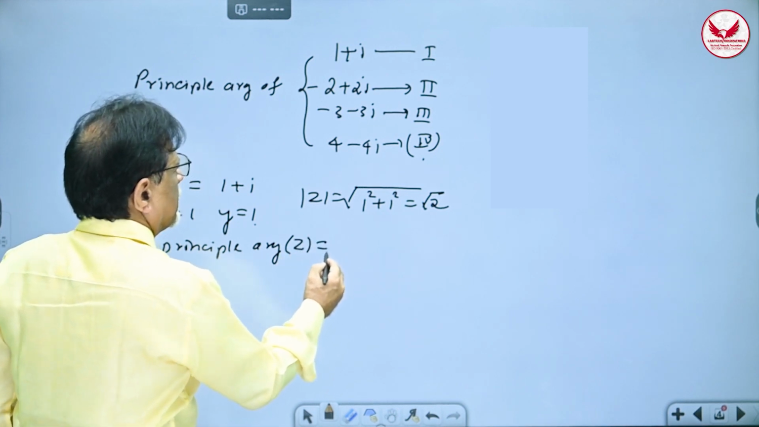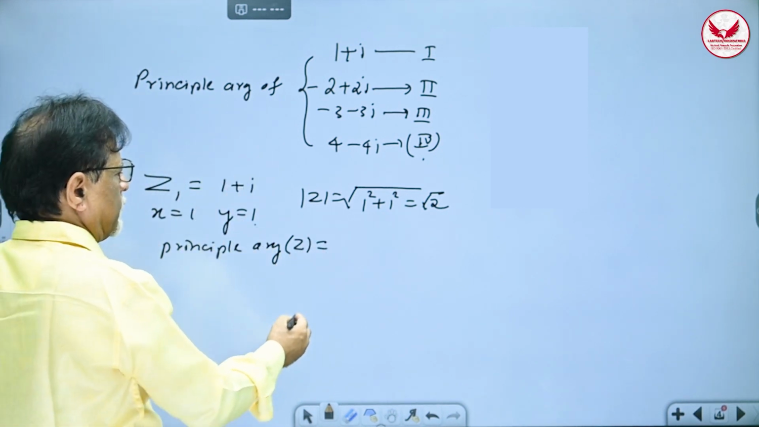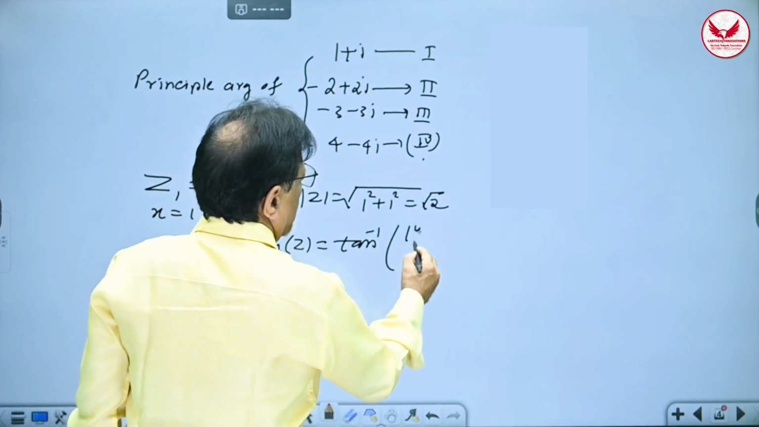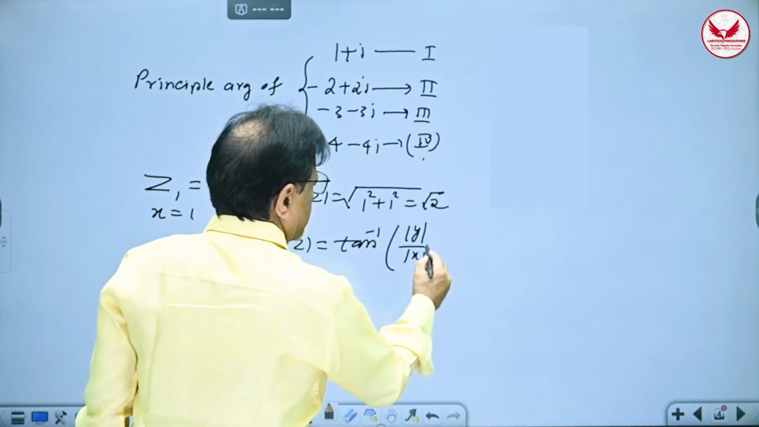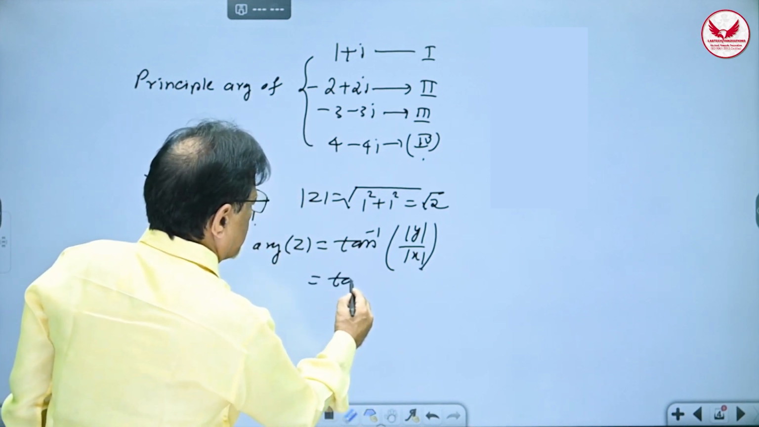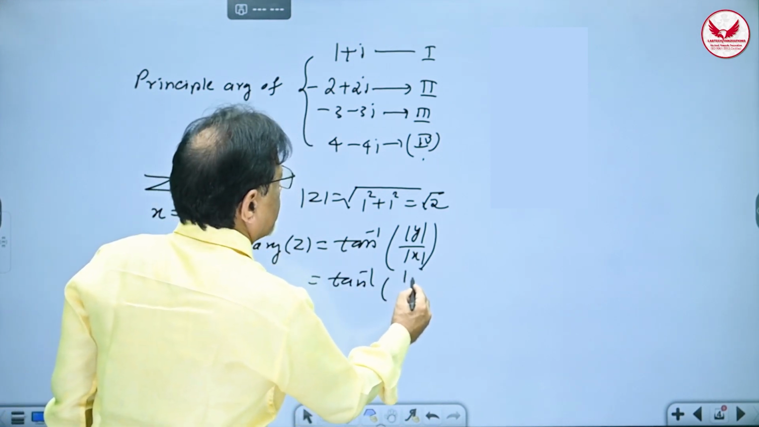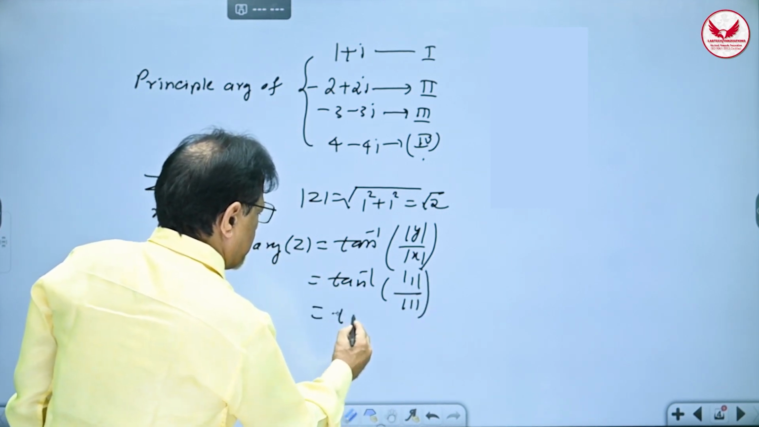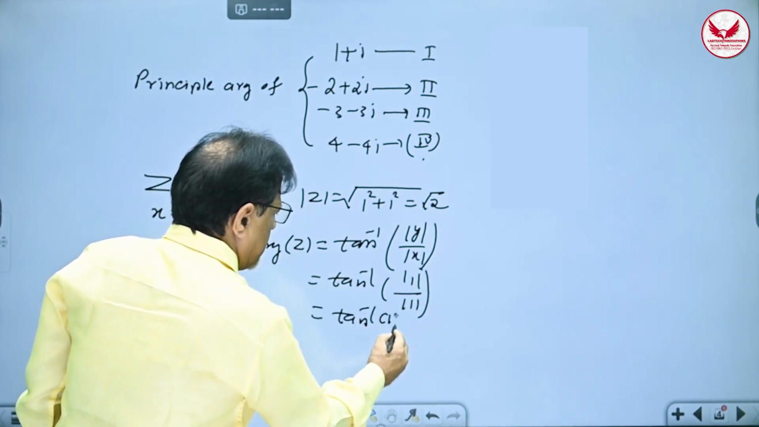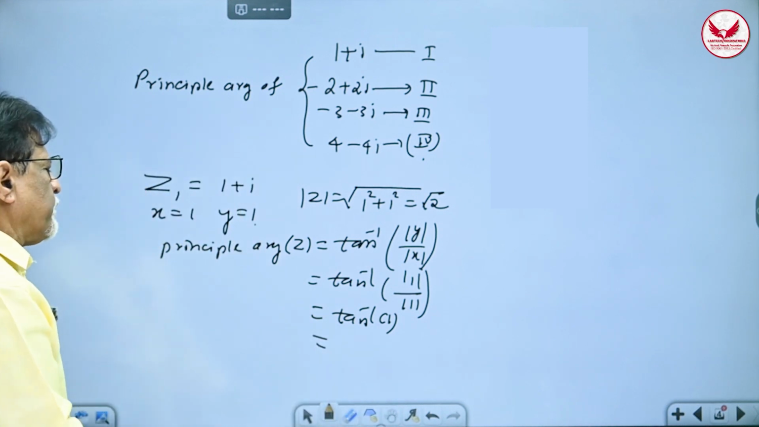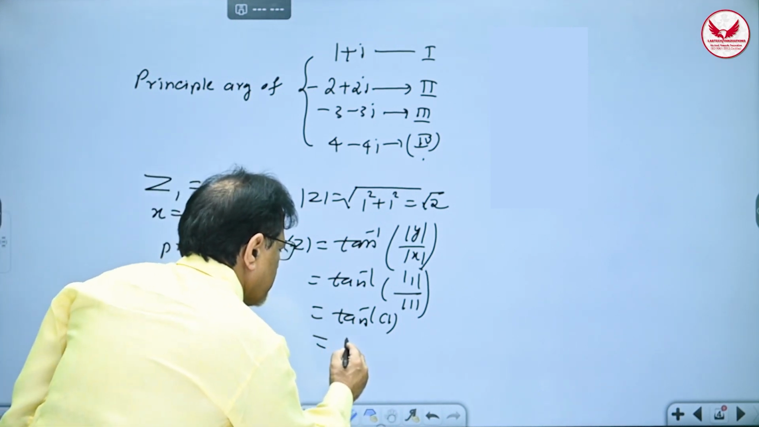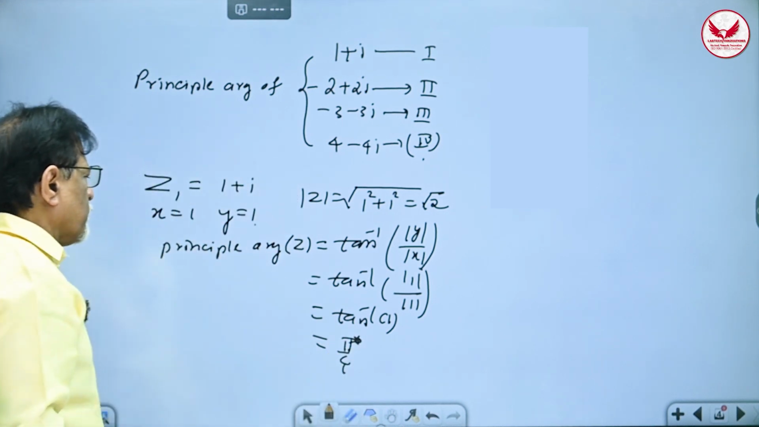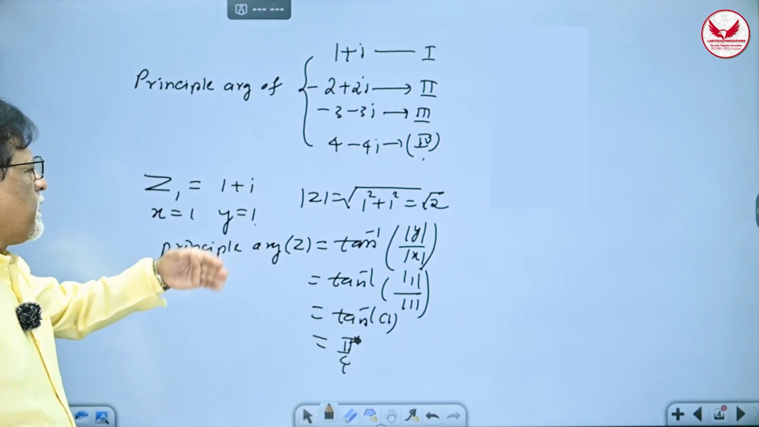Now the principal argument of Z. But it is in the first quadrant. So the definition is very simple: tan inverse of mod of y upon mod of x. So that is tan inverse of mod of 1 upon mod of 1, but both are positive, therefore it is tan inverse of 1. So which angle gives you value 1 for tan theta? It is 45 degrees. So it is pi by 4. So argument is pi by 4 and our modulus is root 2.